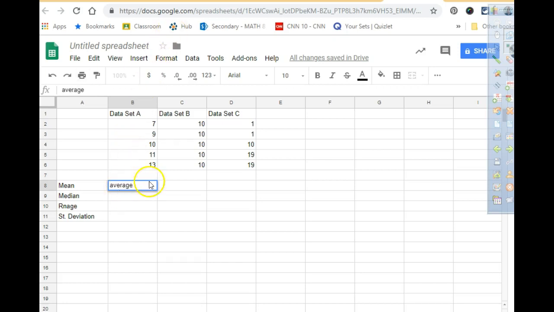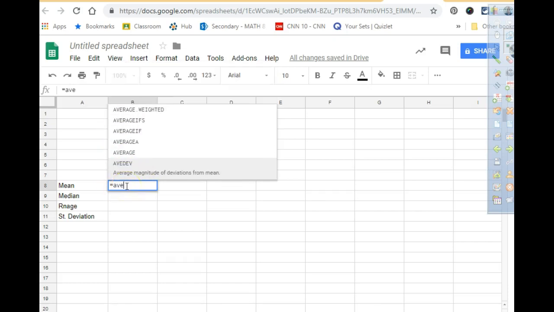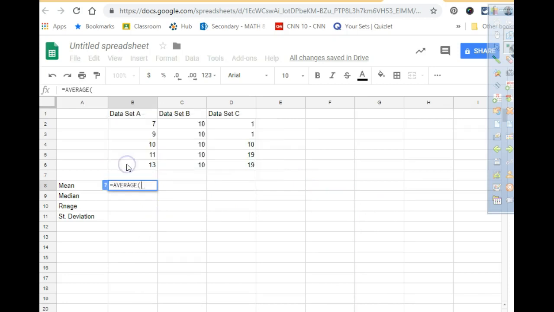Whereas if you put an equal in front of average, what's really nice is when you start typing, it's asking, which of these do you want to find? It's asking you all these things. Do you want to find the average weighted? We just want the regular average, okay? So you're going to click on that. When the options come up, you don't want to type the whole word average. You want to choose that option. Does that make sense to everyone?